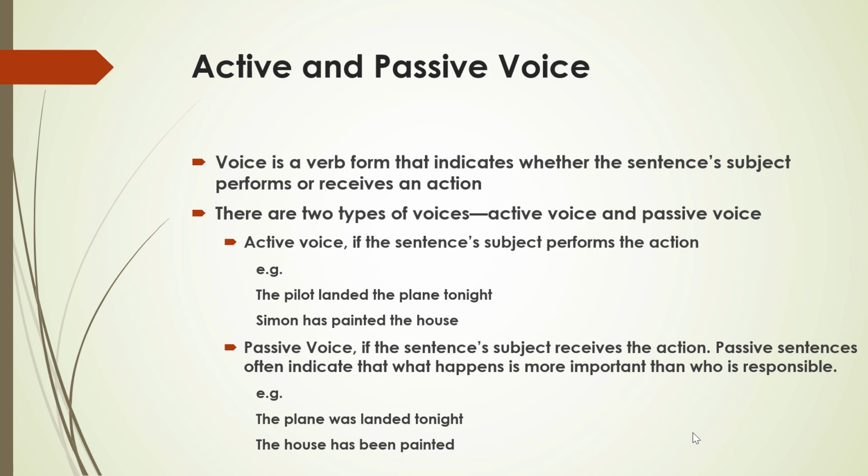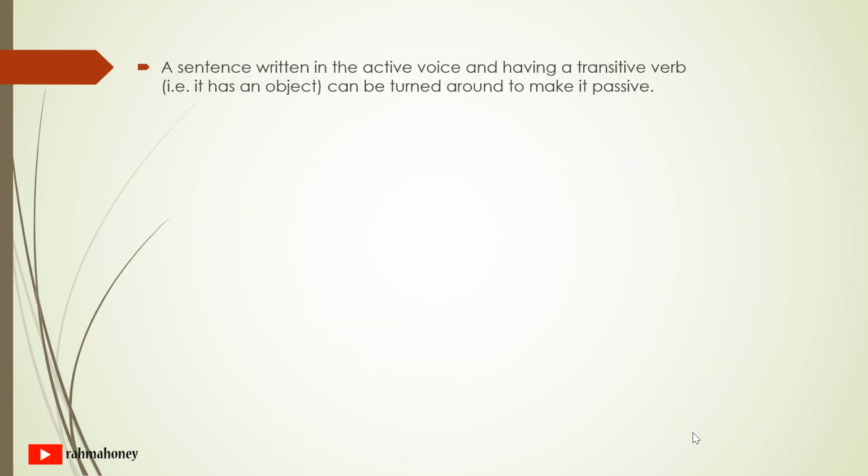The house has been painted. In this sentence, there is no by phrase or by agent because it is not important or because it is already known who is responsible. A sentence written in active voice and having a transitive verb, meaning that it has an object, can be turned around to make it passive. So, in this case, before you want to change a sentence into passive, make sure that the active sentence has an object. If there is no object, the active sentence cannot be changed into passive.